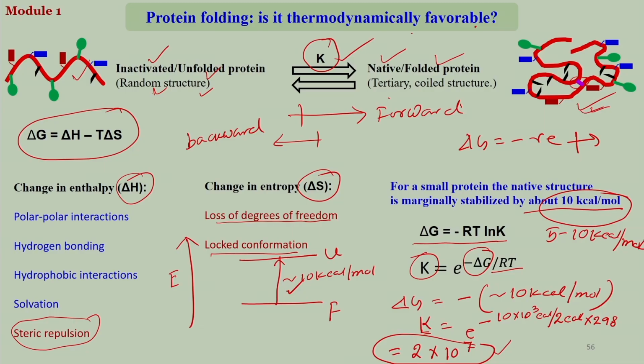So, in other words, an equilibrium constant of 2 into 10 to the power 7 means if you have one molecule of the unfolded form, then you will have around 2 into 10 to the power 7 molecules in the folded conformation. Most of the protein molecules, if you keep them in solution, will stay in the folded conformation, the tertiary structure. In other words, the formation of a tertiary conformation or tertiary structure of a protein is a hugely thermodynamically favorable process.